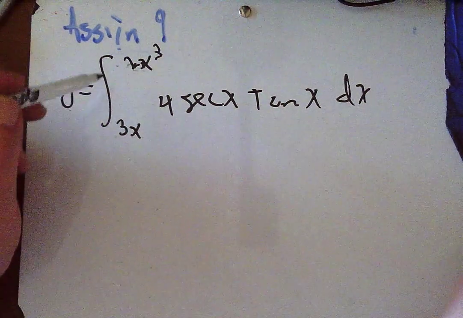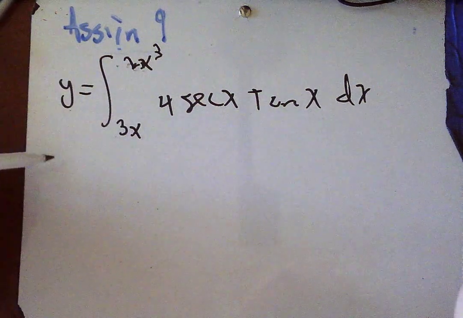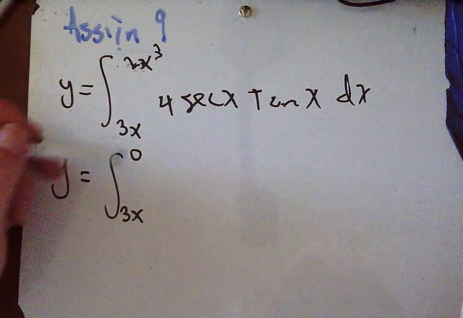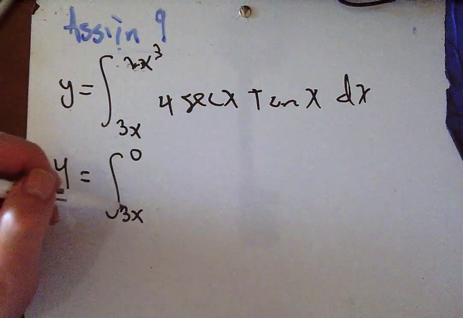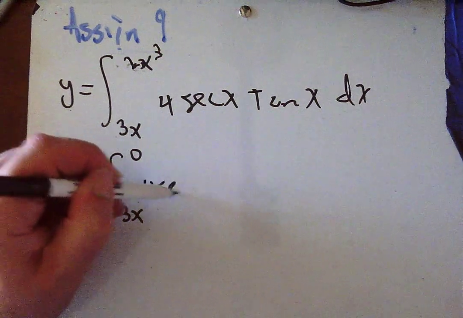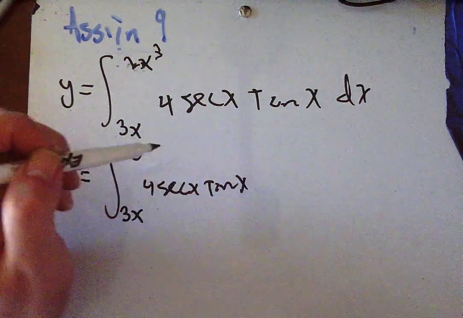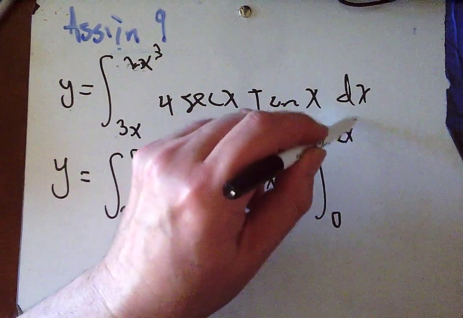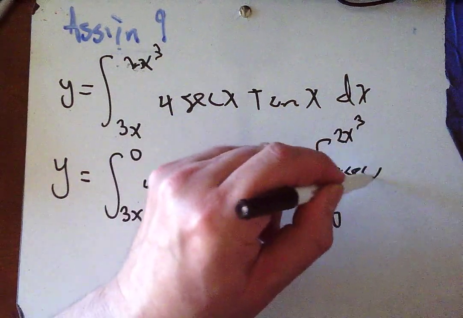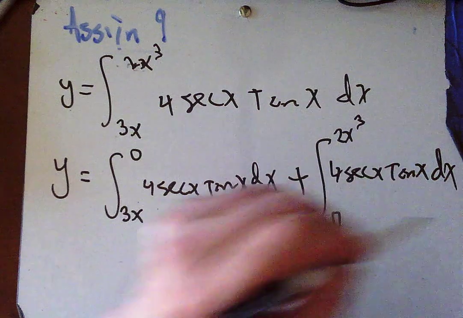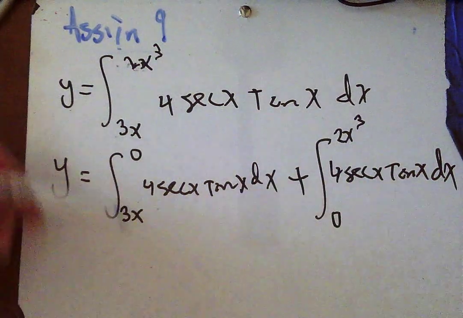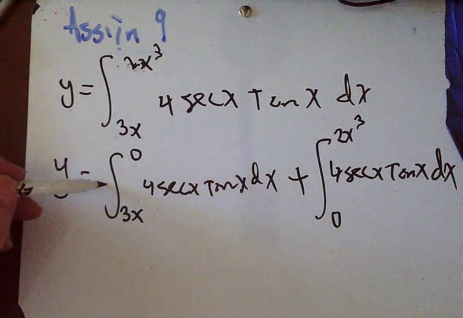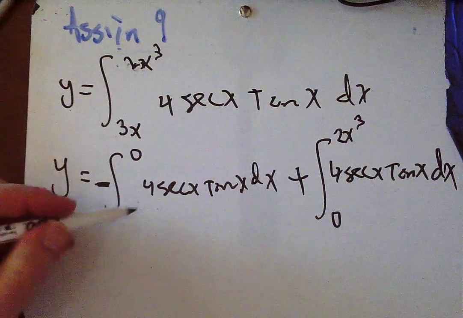So I remember saying in video 8 that we were going to split this up into the integral from 3x to 0 of 4 secant x tan x dx plus the integral from 0 to 2x to the third of 4 secant x tan x dx. The 0 could be any constant. Remember, when we take a derivative, we need to have a constant down here. So with this one, I'm going to pull out that negative and flip my bounds.